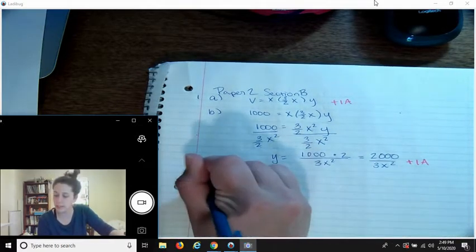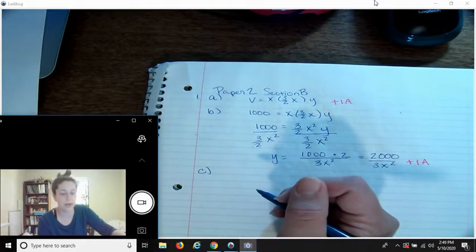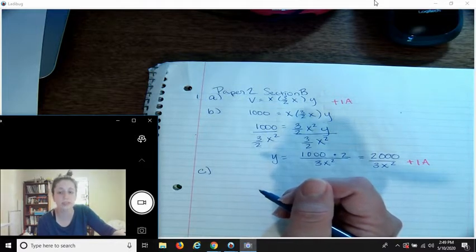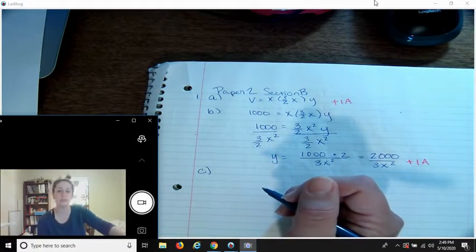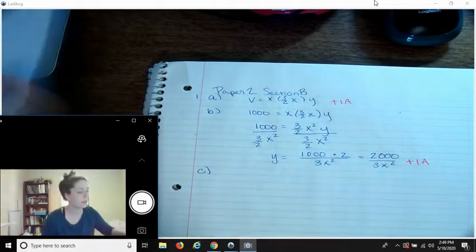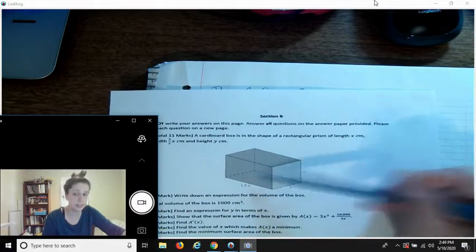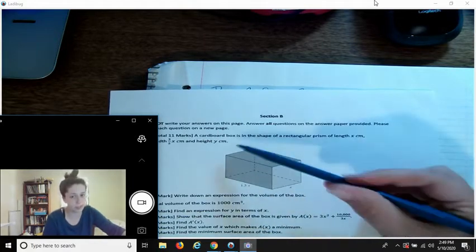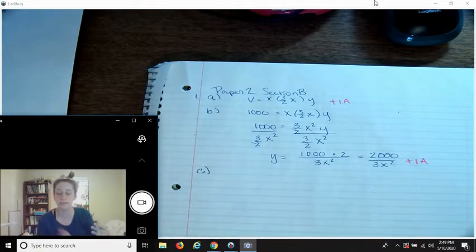Now, part C says show that the surface area of the box is given by A of x equals 3x squared plus 10,000 over 3x. So it doesn't say that it doesn't have a top. So there should be 2 types of each side. There's the top and the bottom, which should be the same. The left side and the right side should be the same, and the front and the back should be the same. Okay, and each of those will have separate types of dimensions.